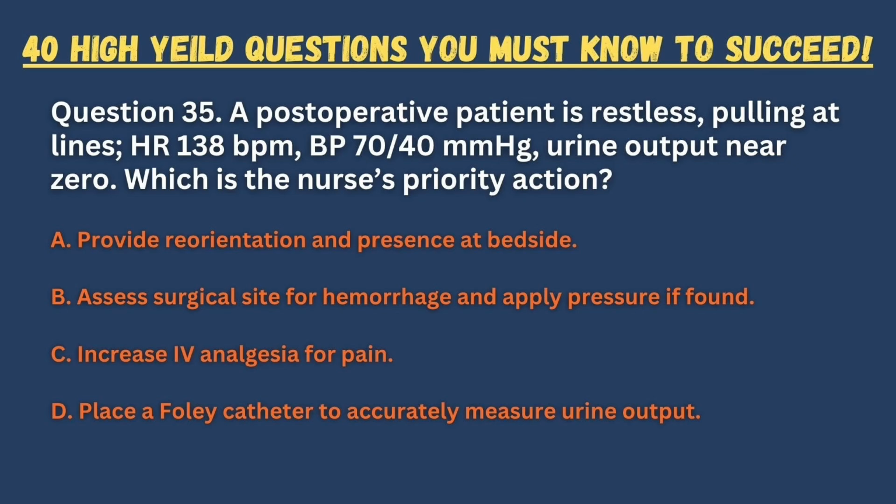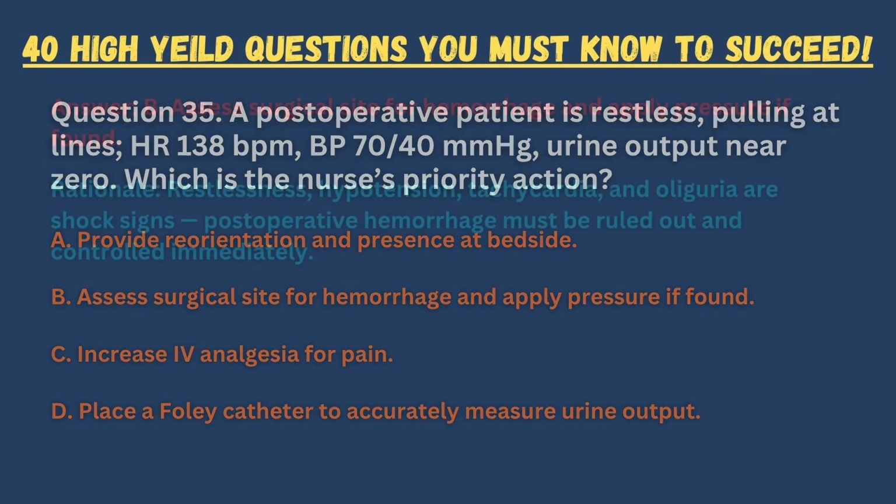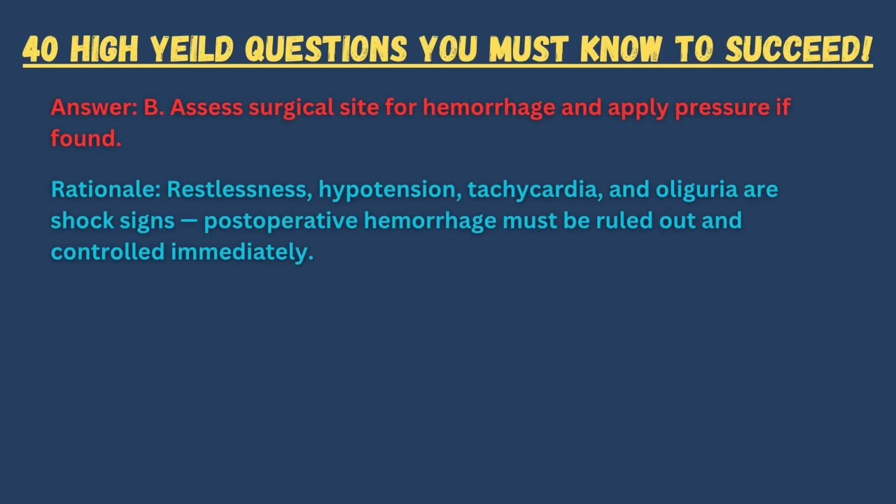C. Increase IV analgesia for pain. D. Place a Foley catheter to accurately measure urine output. Answer. B. Assess surgical site for hemorrhage and apply pressure, if found. Rationale. Restlessness, hypotension, tachycardia, and oliguria are shock signs. Postoperative hemorrhage must be ruled out and controlled immediately.